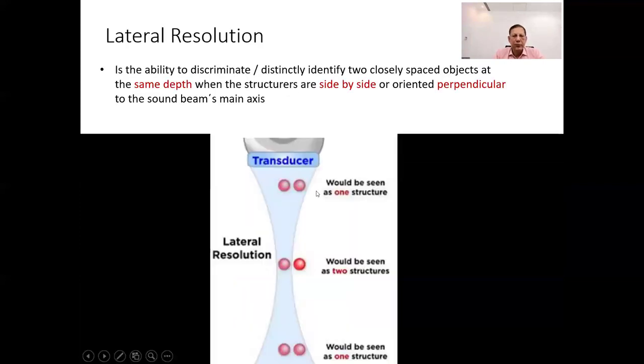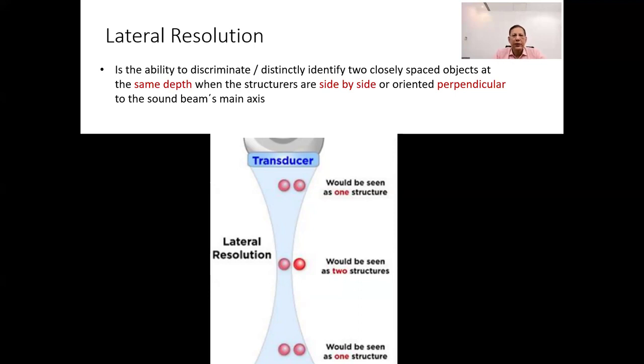Lateral resolution refers to the ability of an ultrasound system to distinctly identify and separate two closely spaced objects that are at the same depth and position side by side, that is, perpendicular to the sound beam's main axis. It determines the system's capacity to resolve structures that are adjacent to each other in a plane perpendicular to the beam direction. It is the minimum separation of two structures positioned side by side that can still be seen apart and produce two distinct echoes on an ultrasound image.